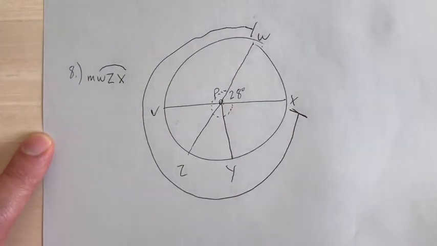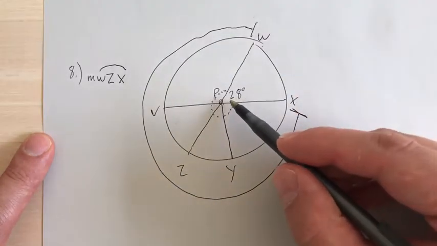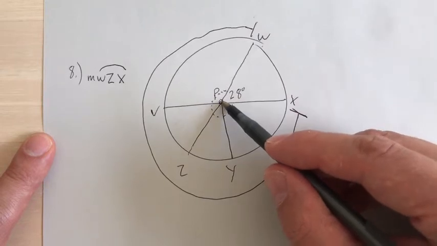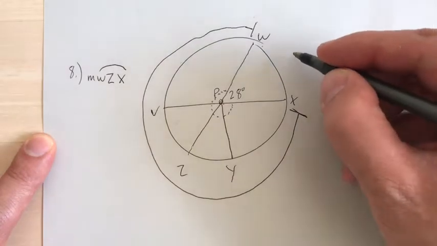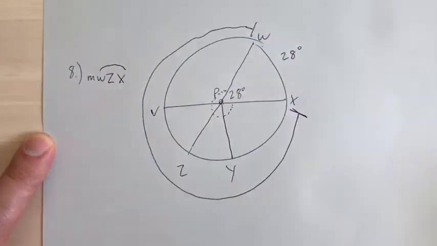Now, they do give you, at the beginning of the problem, what WPX is. It's 28 degrees, which is that central angle. The reason I know it's a central angle is because P is the center of the circle. That central angle, again, can also be used as the measure for arc WX. You can post it out here as well.